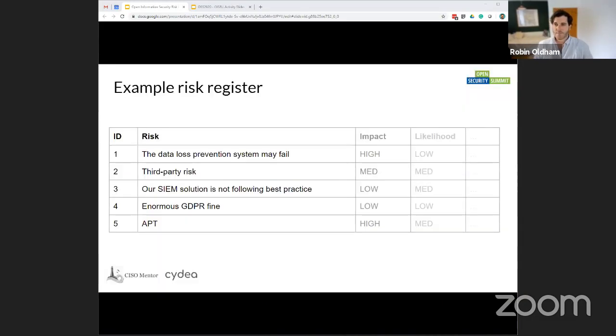And to give you a bit of an example, and a bit of early audience participation here, we've got a snippet from an example risk register. Anyone like to volunteer what might be wrong with some of these risks on this risk register?